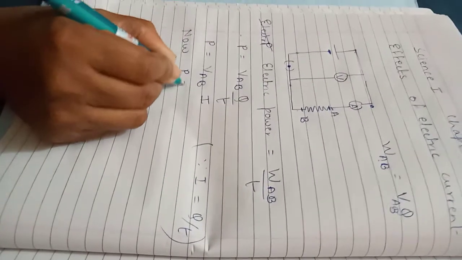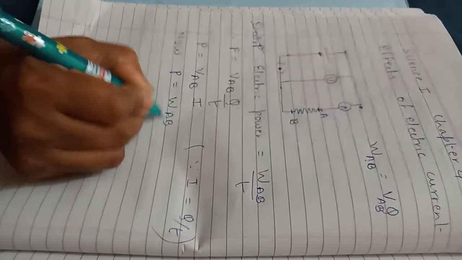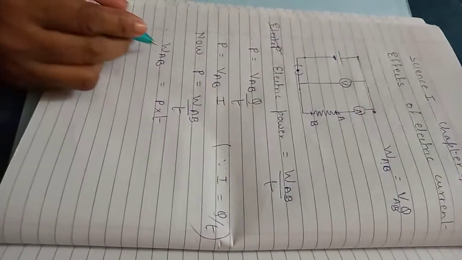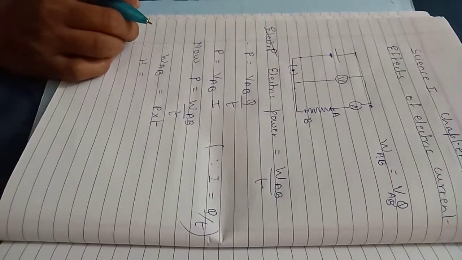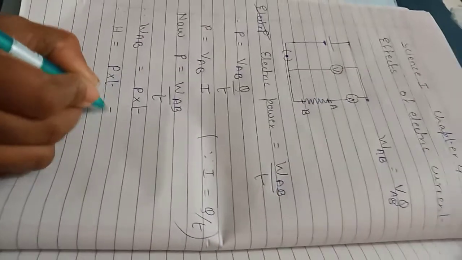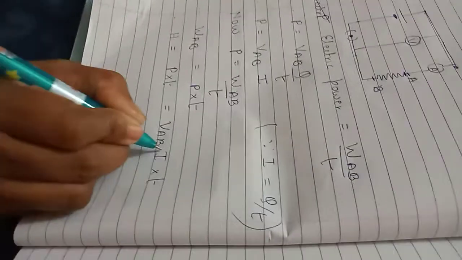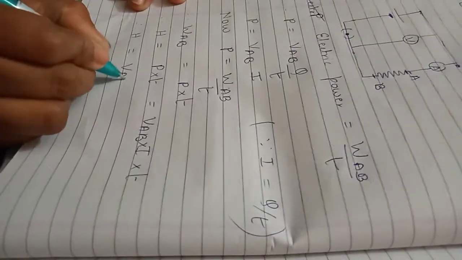Now power is work, I have already written here, WAB upon T. Therefore, cross multiplying, work done is equal to power multiplied by time. Where does the work done go? It is obtained in the form of heat energy, due to which the resistor also gets heated, H is equal to P into T. What is P, students? VAB into I. So H is VAB into I into T. Got that? So what is the expression for heat energy? It is VAB into I into T.